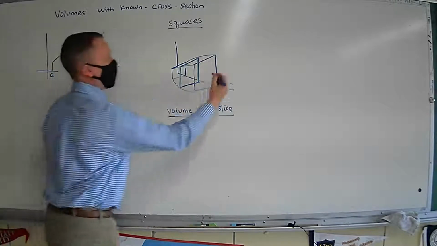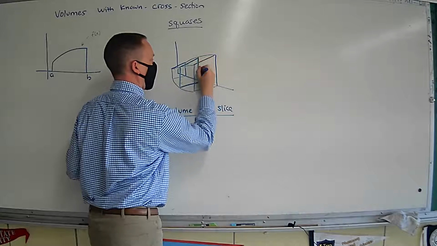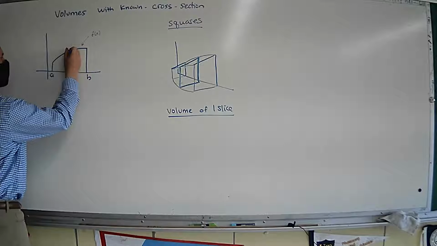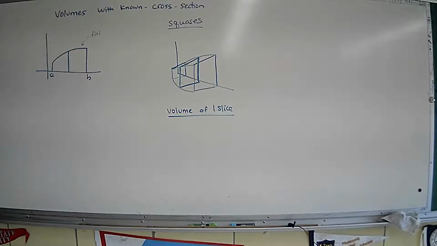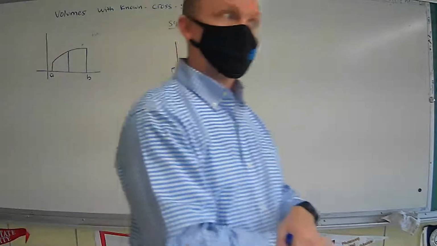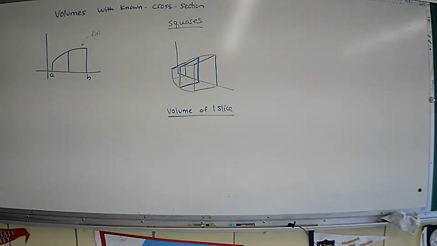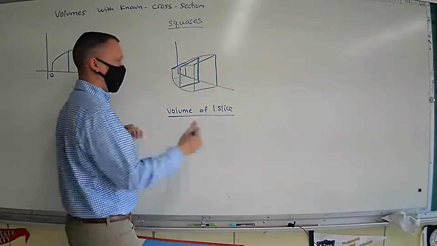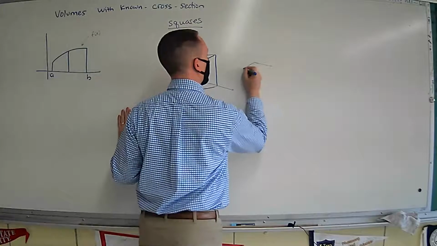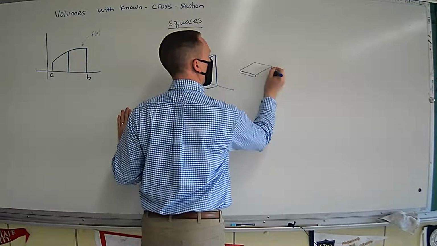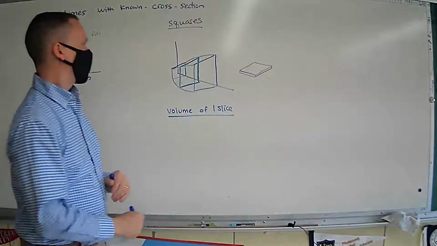If you think about this length right here that I just drew, that length right there, where is that length over here? Right there. Okay? And when that length is vertical, how thick is it? Always dx, right? Okay, so it looks like this if we're going to draw it regular, right? So it's dx thick.